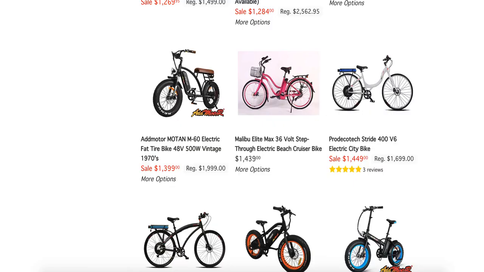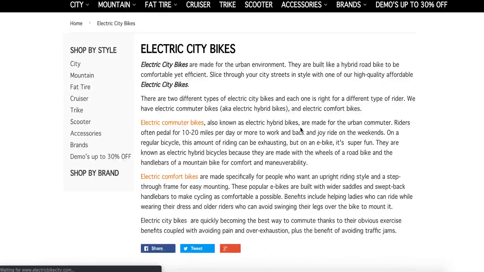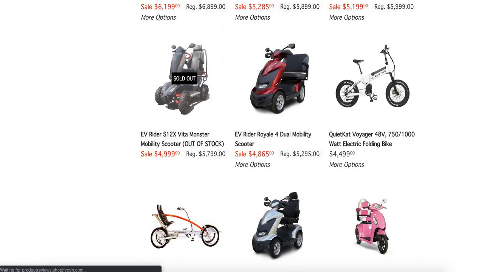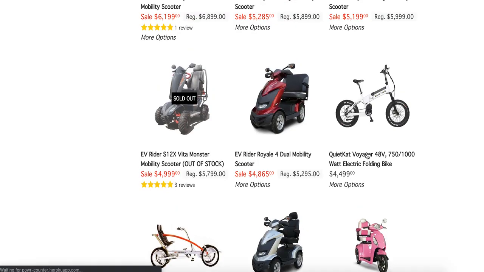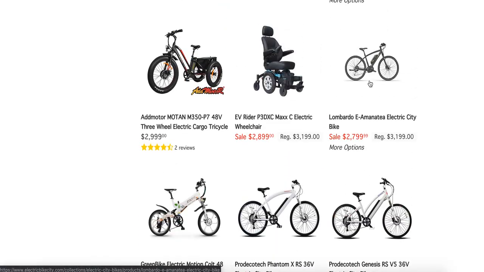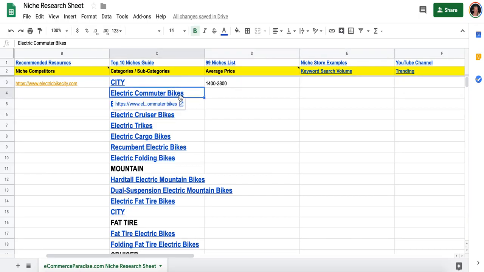1,402, and then high to low. It looks like 44.99 maybe. It's an electric folding bike. I wouldn't really consider that a city bike. Here's a city bike, 27.99. So let's just say 1,400, 2,800. All right, so that's that category. Let's check out the next one.